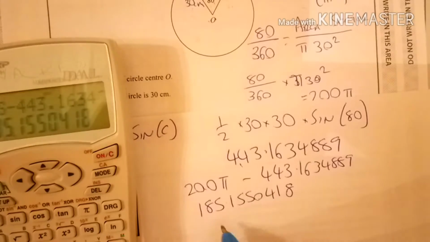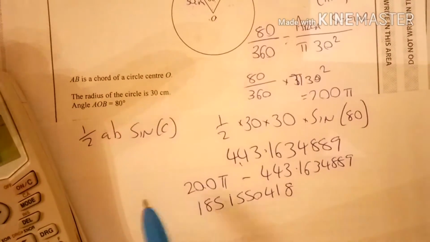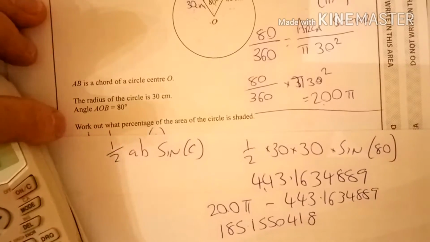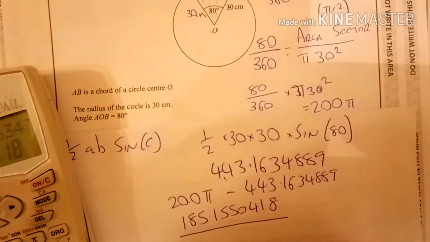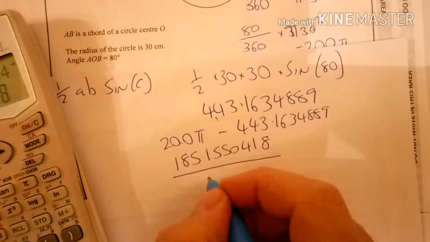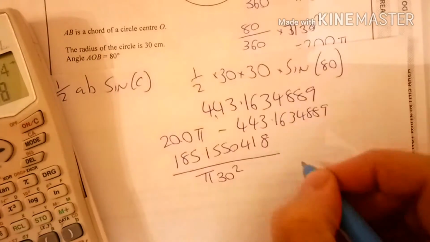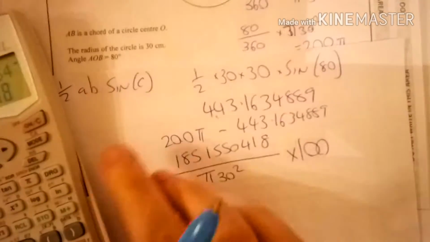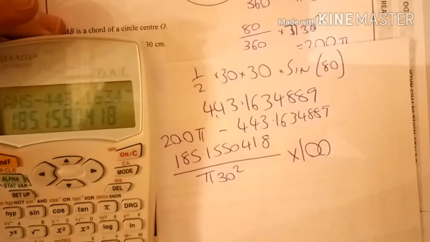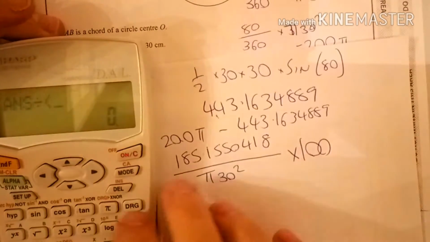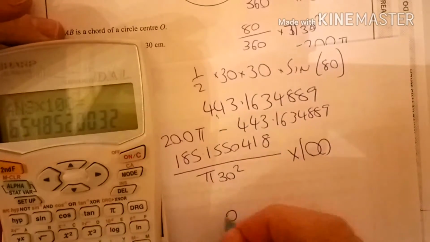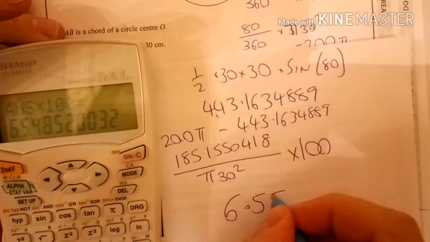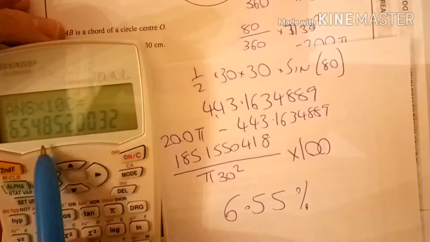Okay. So that would be the area, but it doesn't want the area. It's asking for the percentage of the area shaded. So if this is just that little bit, to find out the percentage, we divide it by the area of a whole circle, which we've already worked out, but I'm going to write it as pi 30 squared. And then whatever that is, we times that by 100. I've already got this long number in my calculator. So I'm going to divide it by pi times 30 squared. Okay, gives me that, and I'm going to times it by 100. Okay, which gives me 6.5, I'm going to round to 2 decimal places, percent. That 8 pushes up to a 5.